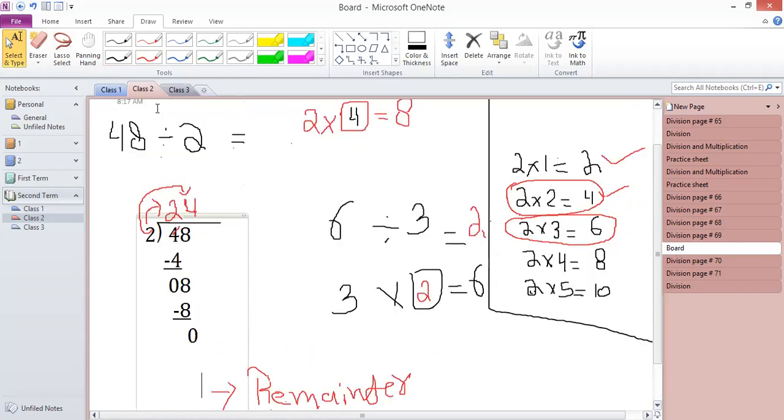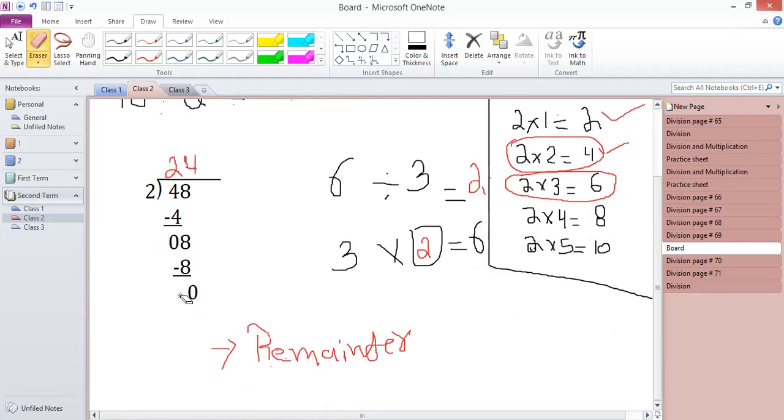If I ask you what is the dividend in this long division, you will say, sir, dividend is 48, because you are dividing 48. You are dividing 48 by 2, so divisor is 2. When you divide 48 by 2, you get the answer 24. The answer is your quotient, so quotient is 24. After dividing, there is no remainder, no number is left, so remainder is 0. Up to here, everything is clear, guys? Yes, sir.